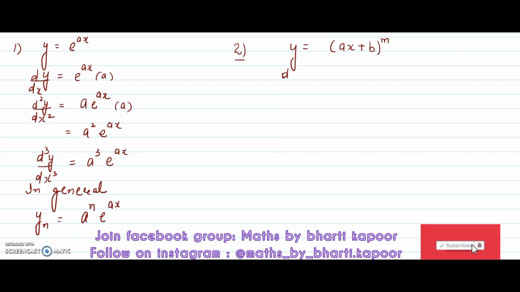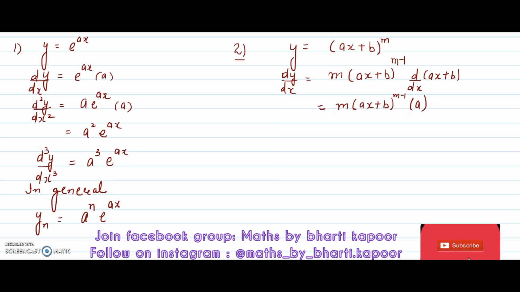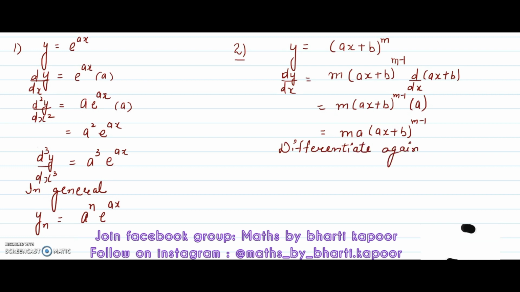If I have to find first order derivative dy by dx, then the rule is m into ax plus b raised to power m minus 1, again derivative of ax plus b. Derivative of x is 1, a is coefficient and b is constant, so its derivative will be 0. So what I have obtained is m a into ax plus b raised to power m minus 1. In order to get second order derivative of y, I will differentiate again both sides with respect to x.